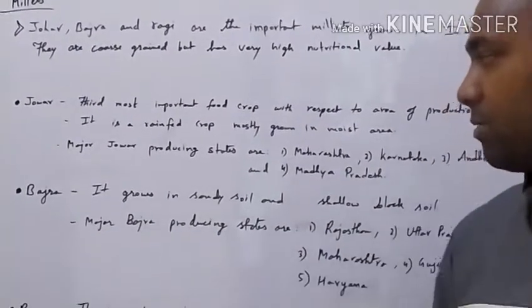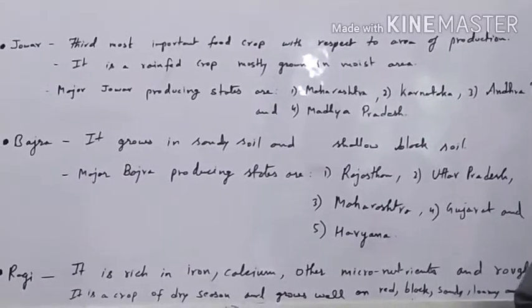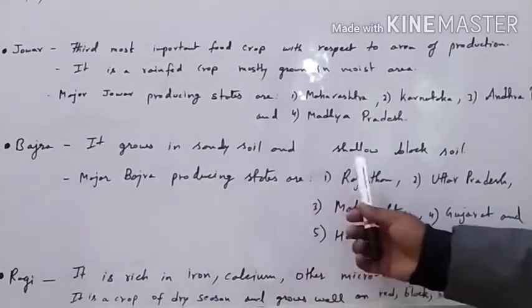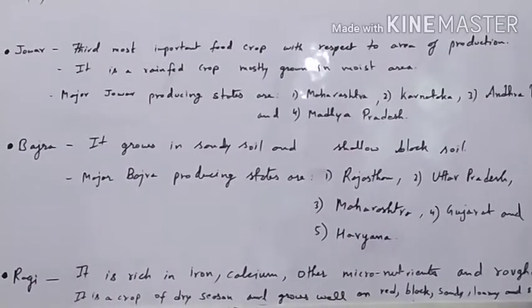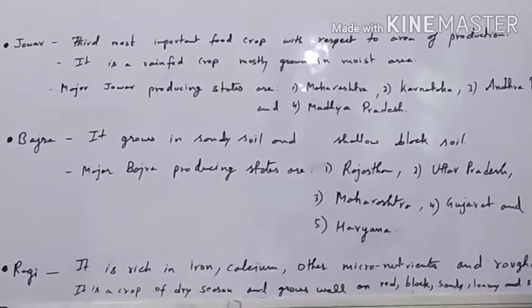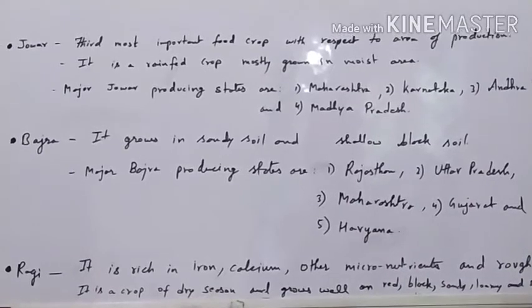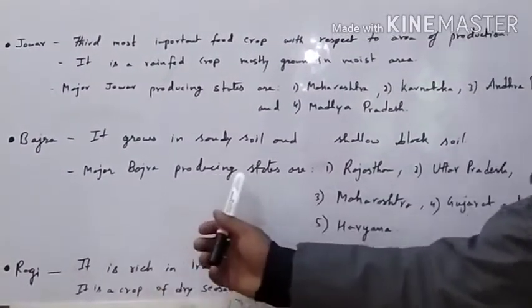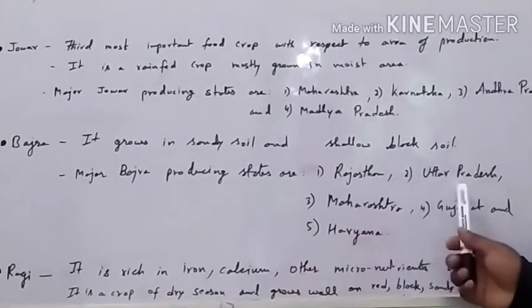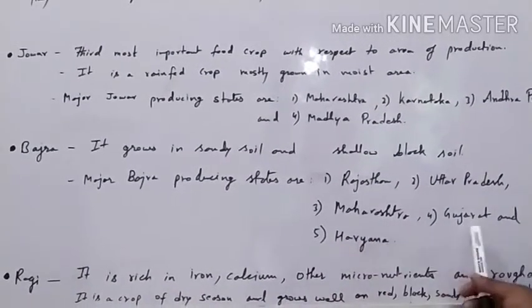Now let us understand about bajra. Bajra is grown in sandy soil and shallow black soil. So you can understand that bajra is grown in soil which is either sandy or shallow black soil. The major bajra producing states are Rajasthan, Uttar Pradesh, Maharashtra, Gujarat and Haryana.